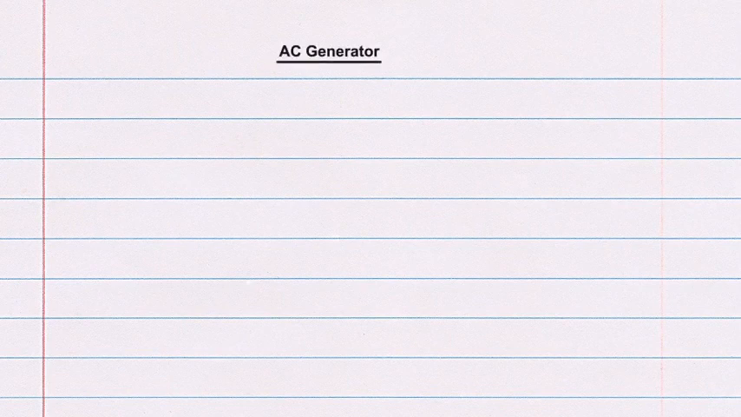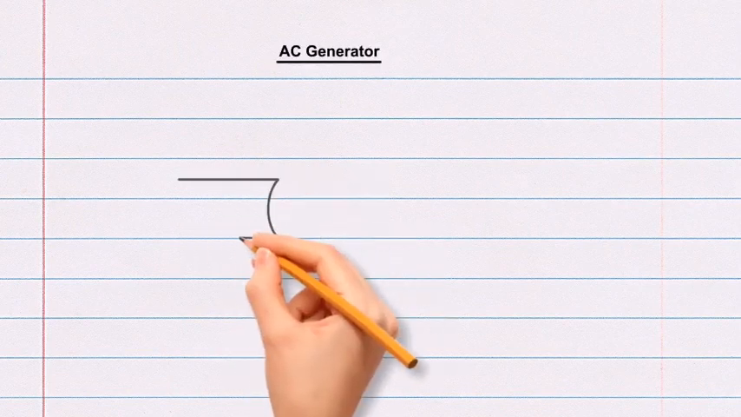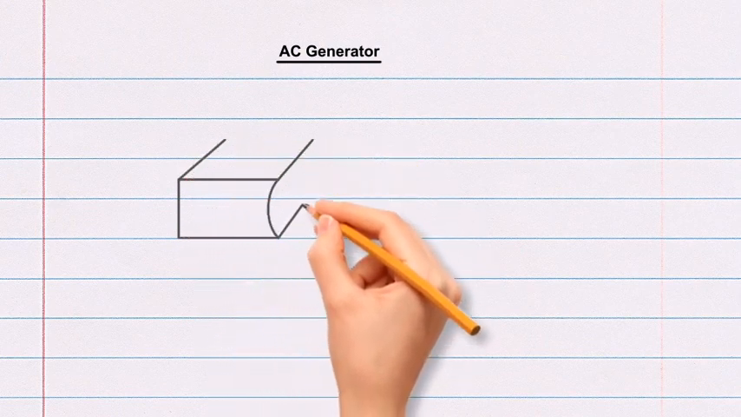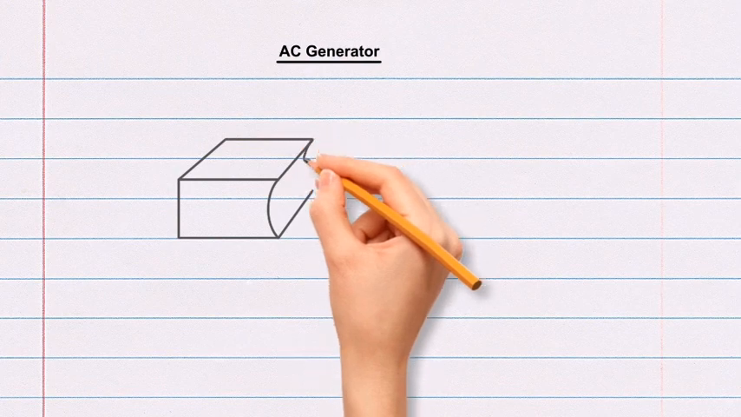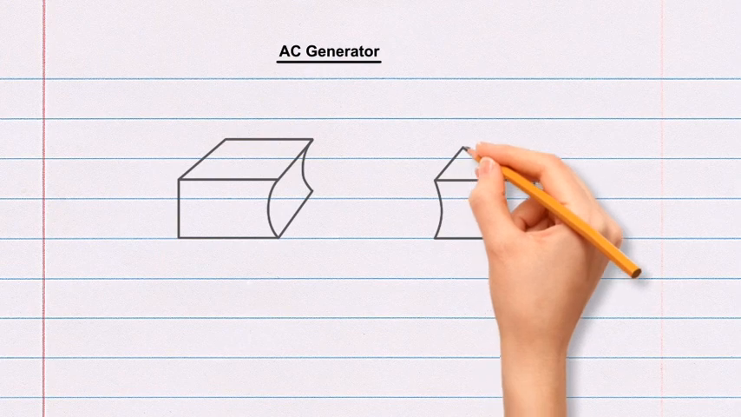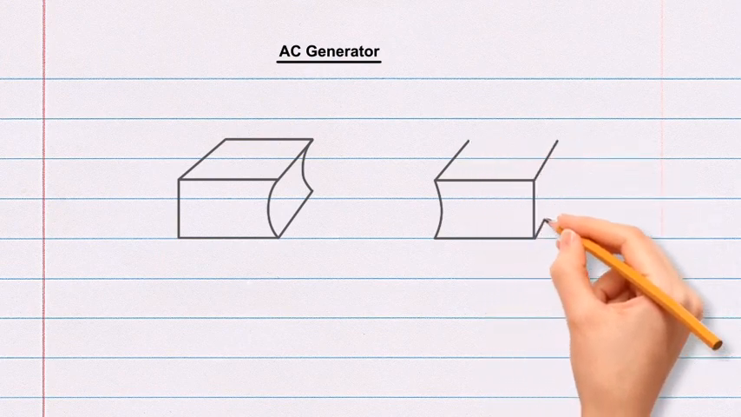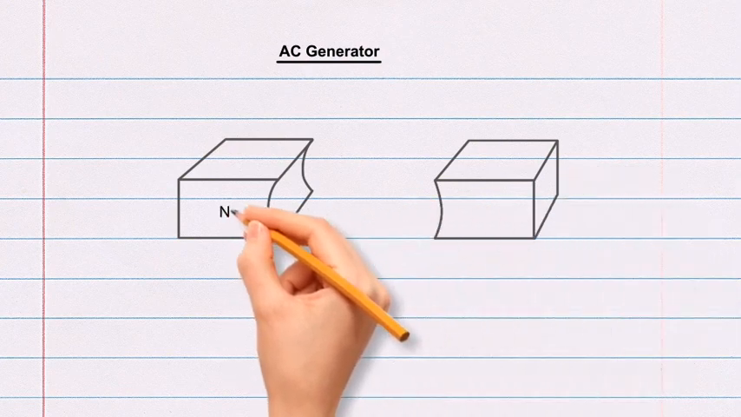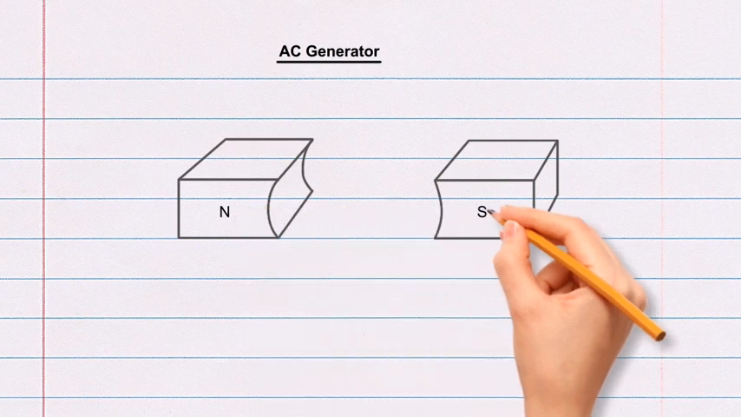AC generator. Draw two rectangular boxes in two-dimensional view. Separate the two rectangular boxes with a space in between them. Name the left-hand side of the rectangular box as N, which represents the north pole of the magnet, and name the right side of the rectangular box as S, which represents the south pole of the magnet.